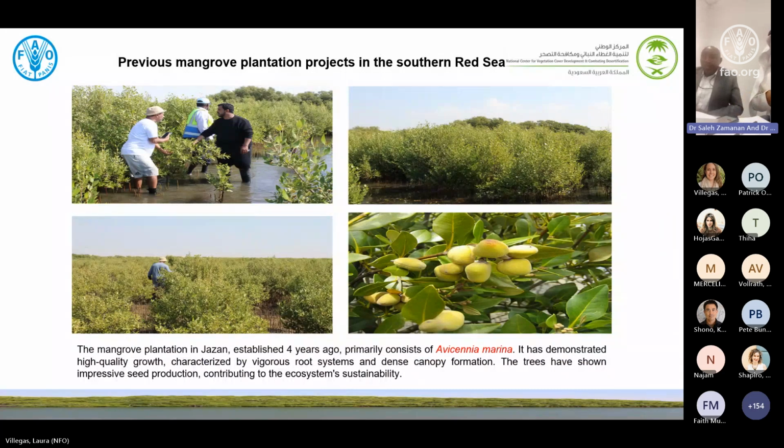And this is one of the successful projects in the southern part of the Red Sea. It was completed 4 years ago, and now we just do monitoring to check the progress of the projects.